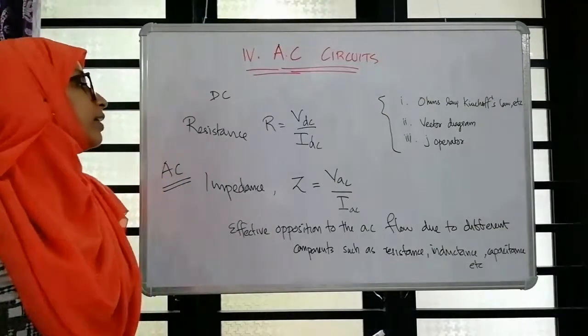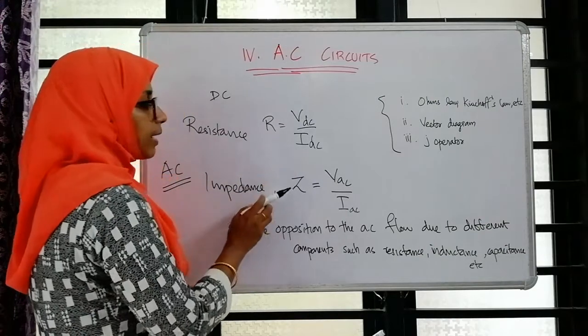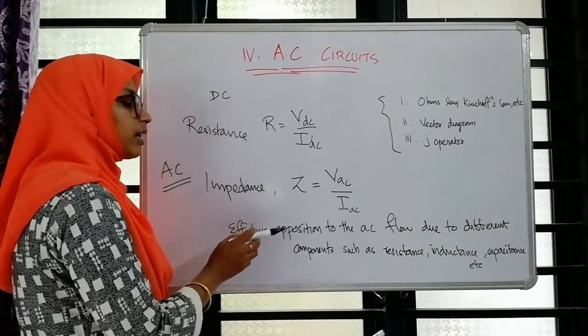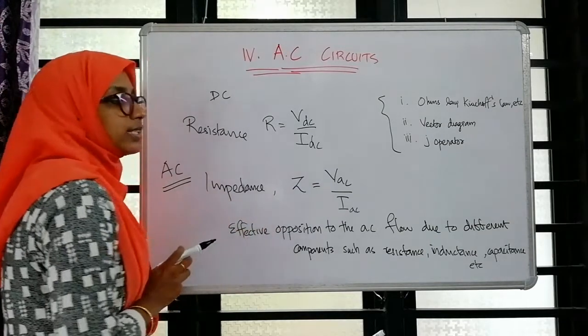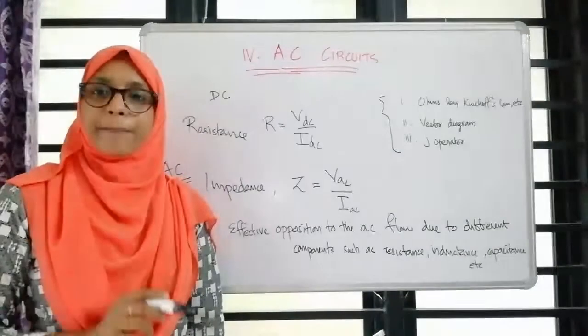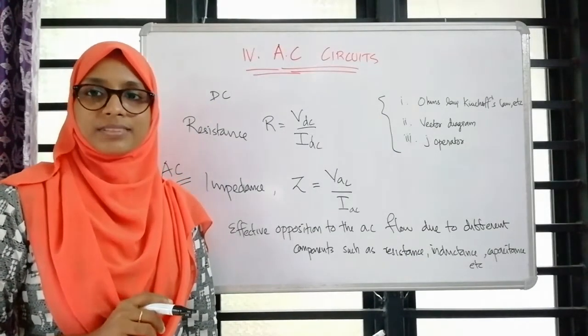So, the ohmic resistance is V_DC by I_DC and impedance is V_AC by I_AC. And what is impedance? It is the effective opposition to the AC current flow due to the different components such as inductance, capacitance, resistance, etc. which are present in the AC circuit.